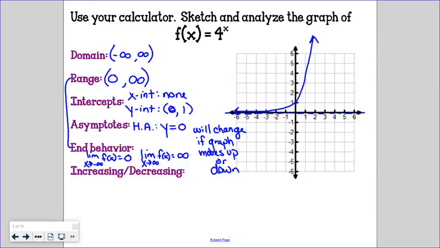Always, okay? And then the last part, increasing or decreasing. When it is an exponential function, it will do one or the other of those the entire time. What's this graph doing? Increasing. This entire graph is increasing the entire time, never decreasing. It can only do one or the other the entire time. Any questions on that?